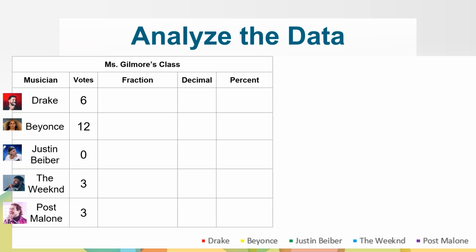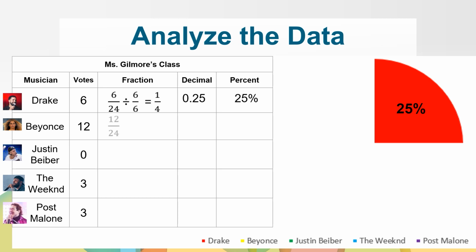Let's analyze Miss Gilmore's class's data first. We know that 6 students voted for Drake, and we can represent that as the fraction 6/24. We can simplify that by dividing by 6/6, because that's the same as 1 whole, and we'll get 1/4. I remember that 1/4 is equivalent to 25/100ths, or 25%. So we'll represent Drake's 1/4, or 25% of the data, in the circle graph with a red piece to make sure it matches the key below.